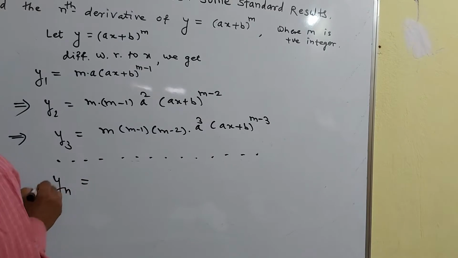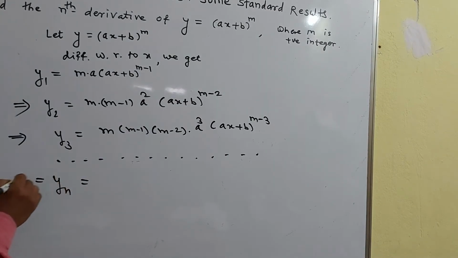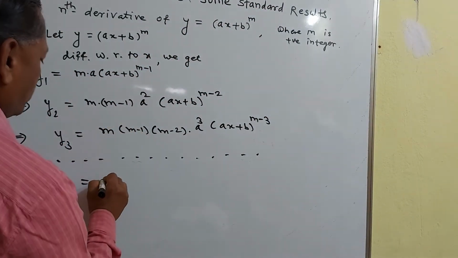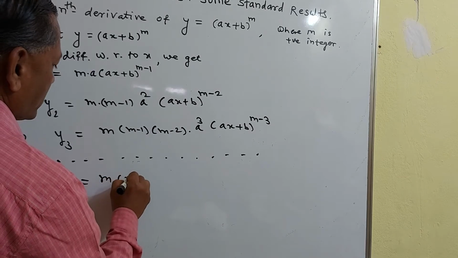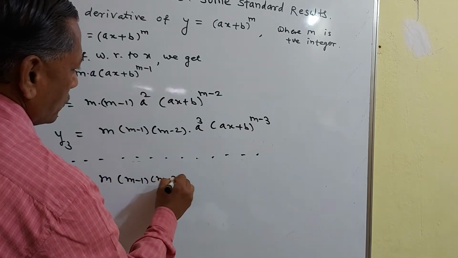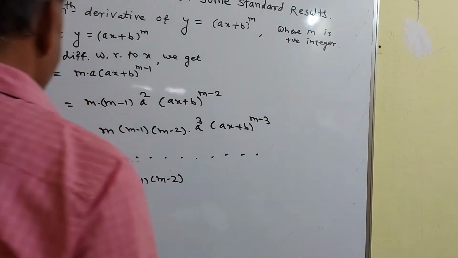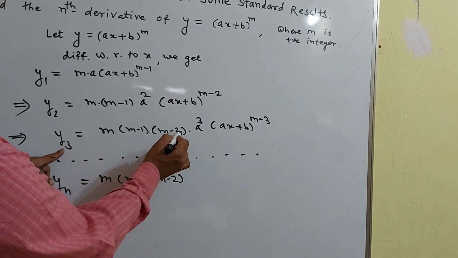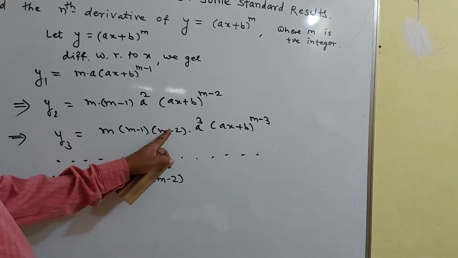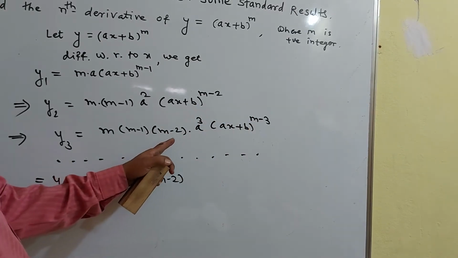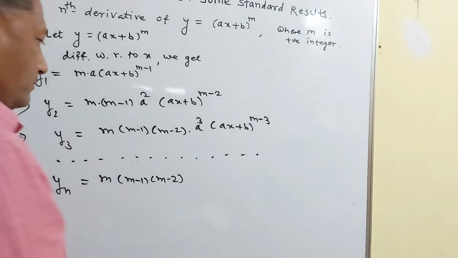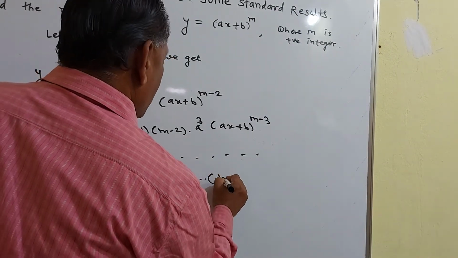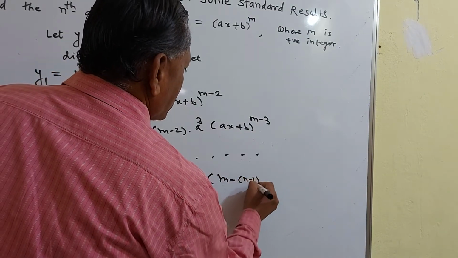yn means this is the nth derivative of (ax plus b) raised to m. It is m, m minus 1, m minus 2, m minus 3. Here you see in y3, here it is m minus 2. Suppose here, up to m minus n minus 1.